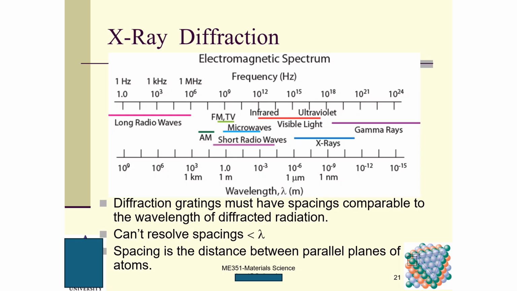So diffraction gratings must have spacings comparable to the wavelength of the diffracted radiation. So it cannot resolve spacings that are less than this lambda. This lambda is the wavelength. The spacing is the distance between the parallel planes of atoms. That's the reason we talk about the spacing first, then we talk about X-ray diffraction.